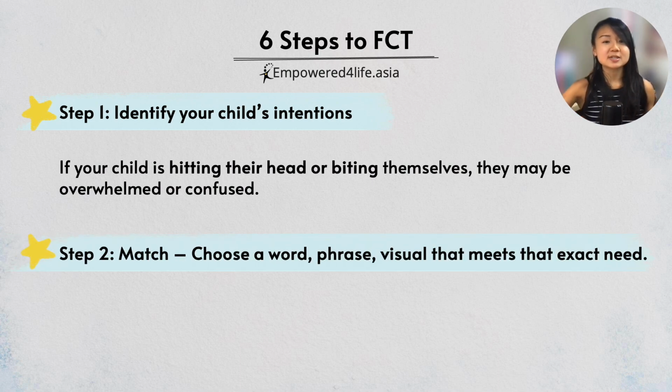So that brings us to step 2, which is to match their intention with a word or a phrase. So let's say if your child can only speak one word, then you'll match it with a word. But if your child has developed the skill to speak 3-word or 4-word phrases, then great, we can give them a phrase to use at that point of time.